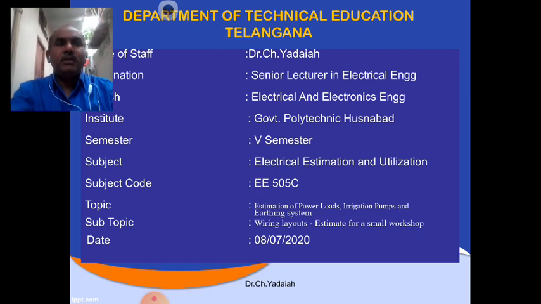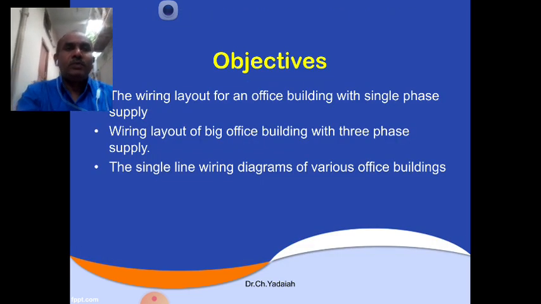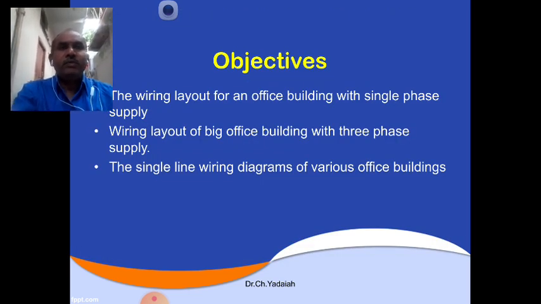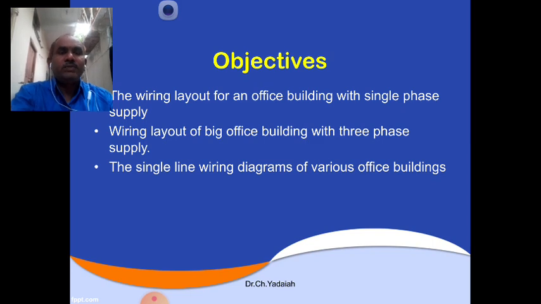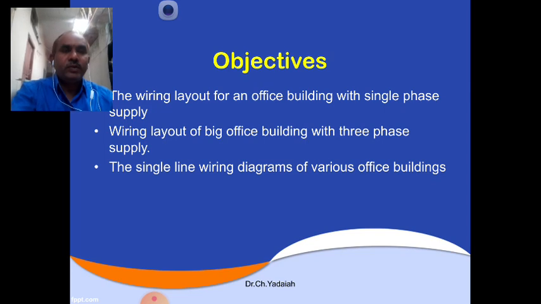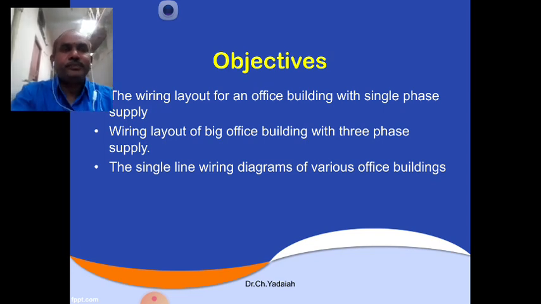Now, today's objectives are the wiring layout for an office building with a single phase supply, the wiring layout of a big office building with 3-phase supply, and lastly the single line wiring diagram of various office buildings. These are the basic things we are going to learn further in this class.